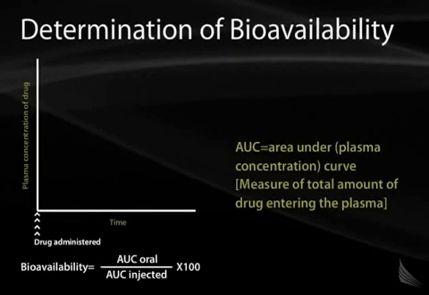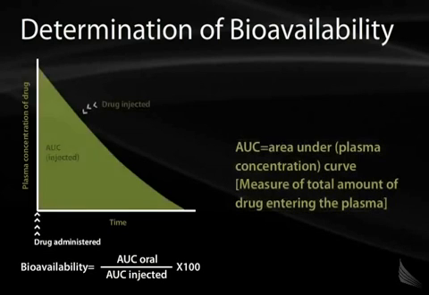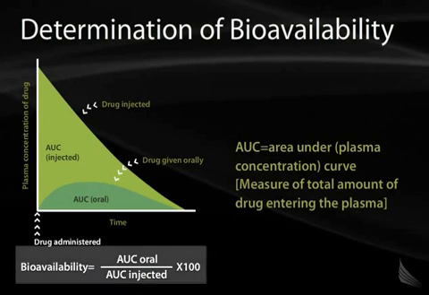In order to determine bioavailability, we use the area under the curve. That's what AUC stands for, area under the curve. If the drug were to be injected directly into the bloodstream, we would consider that to be the AUC injected. If we were to give the drug orally, obviously the area under the curve for that drug would be lower because the liver is able to metabolize the drug before it reaches the systemic circulation. The bioavailability is defined as the area under the curve orally divided by the area under the curve injected times 100.